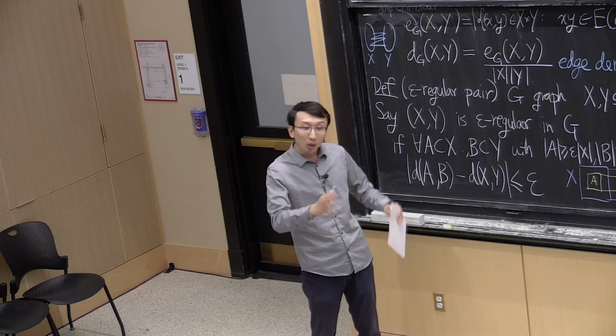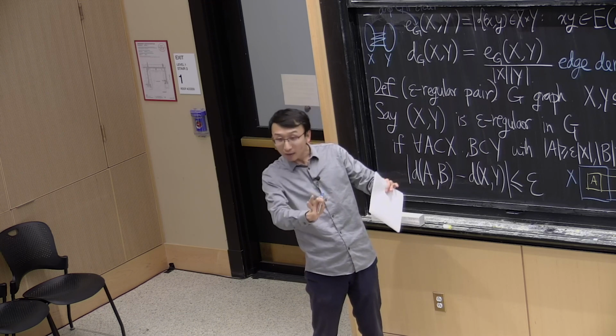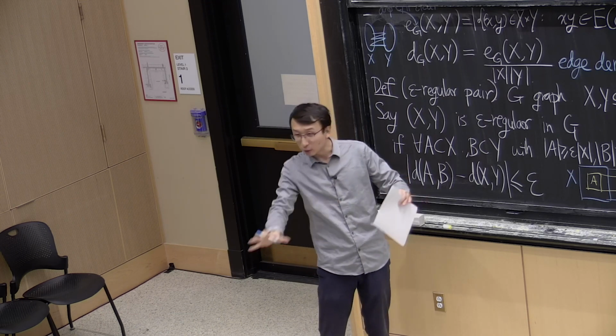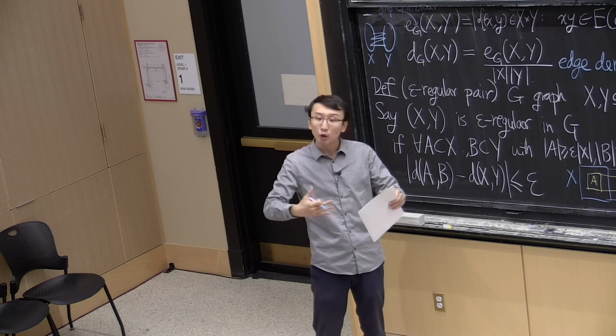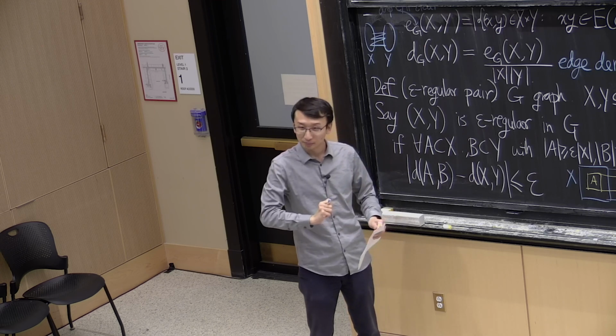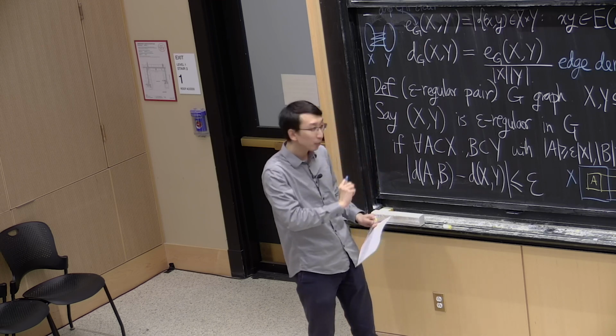So in particular, this bipartite graph, for instance, is not really dense in one part and really sparse in another part. Somehow the edges are evenly distributed in this precise manner. Okay, so that's the definition of epsilon regular.